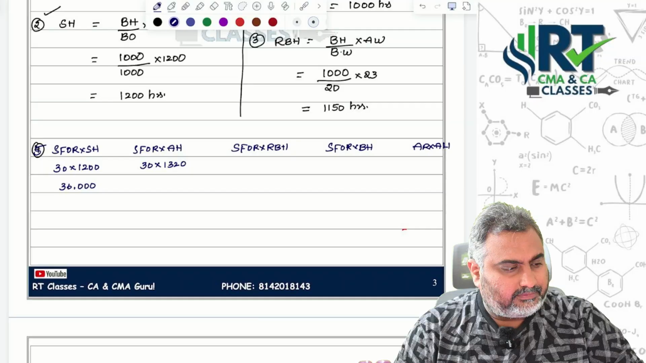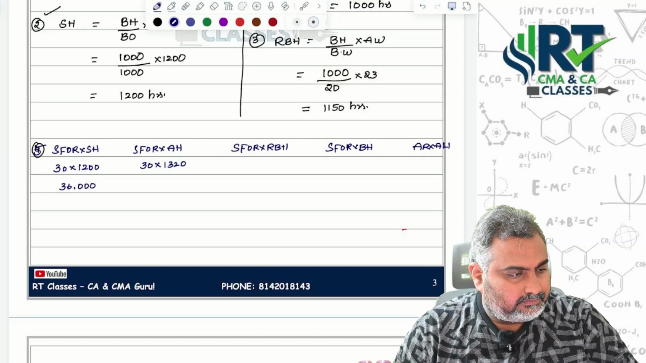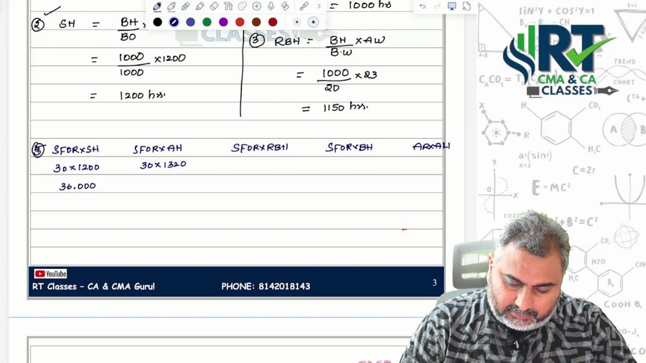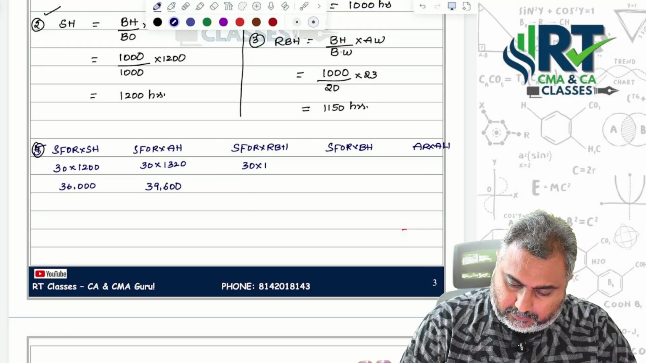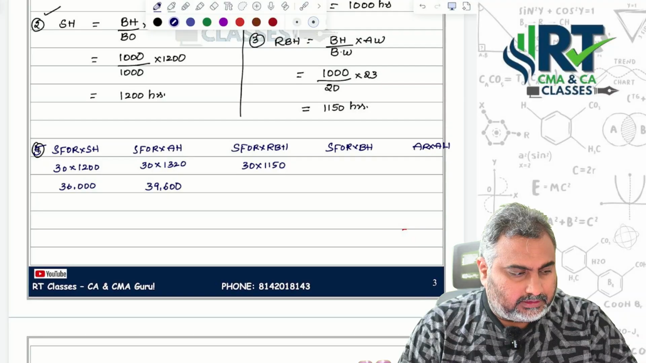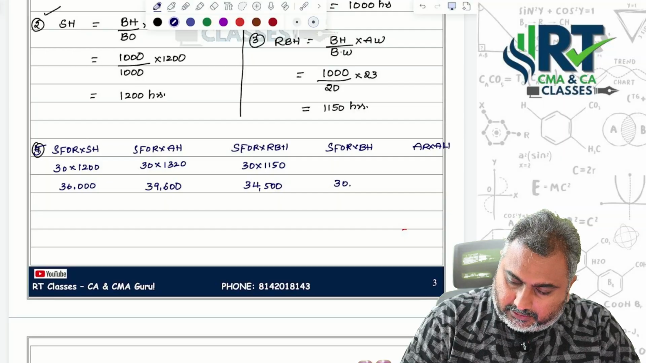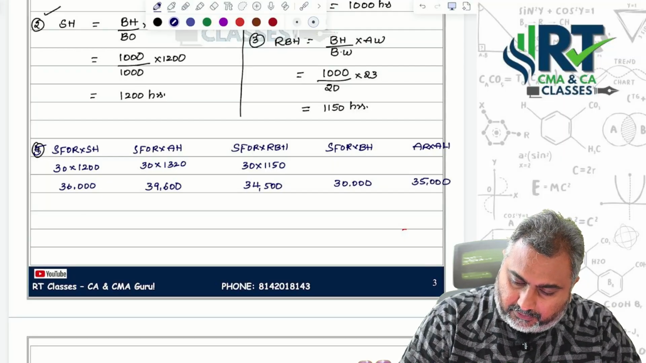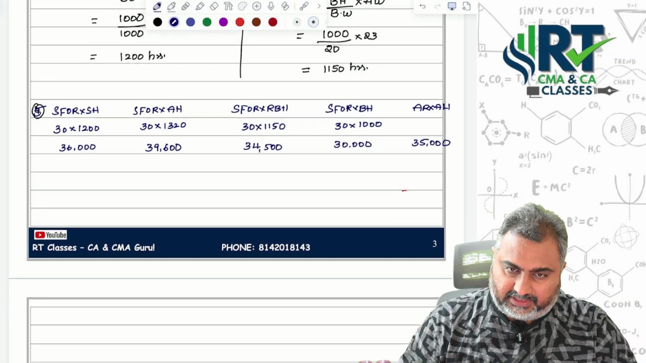One minute, let's do the calculations. 30 into 1320, 39,600. 30 into 1150, 34,500. The budgeted part is already given, 30,000. This is 35,000 already given. If you want, you can take 30 into budgeted hours 1000. Got it, sir? Fine. Next.